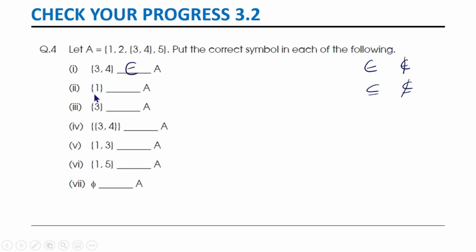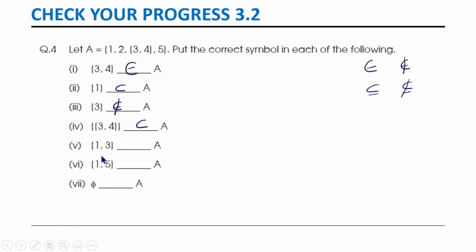Then the next one, the singleton set {1}. It is a subset of A. Then the singleton set {3}, it does not belong to A. Then the next one, the set {3, 4}. The set {3, 4} alone is an element of A. This set as such, considering it as one element, that is a subset of A.